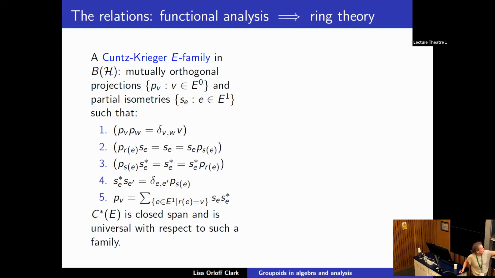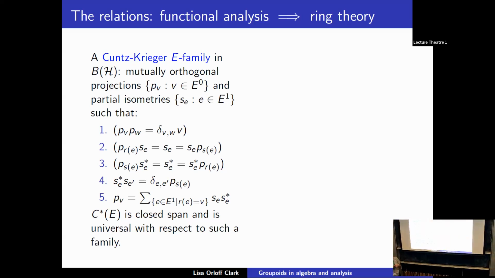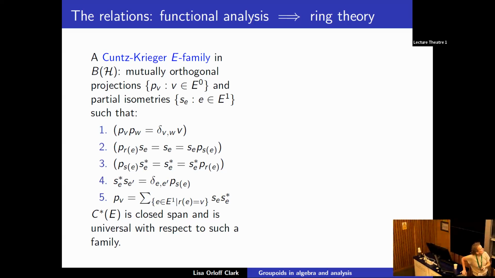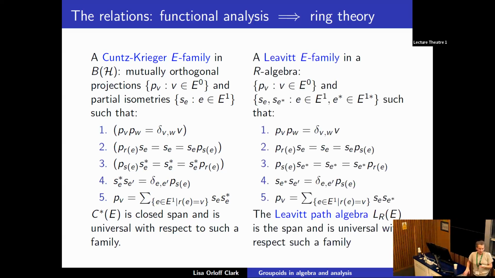And so the graph C-star algebra, you can think of as the closed span of a Kunz-Krieger E family, and it's in fact universal with respect to such a family, so that there is a universal Kunz-Krieger E family. Now, one of the presentations of a Leavitt path algebra, this purely algebraic thing in ring theory, just kind of looks at this and algebraifies it.